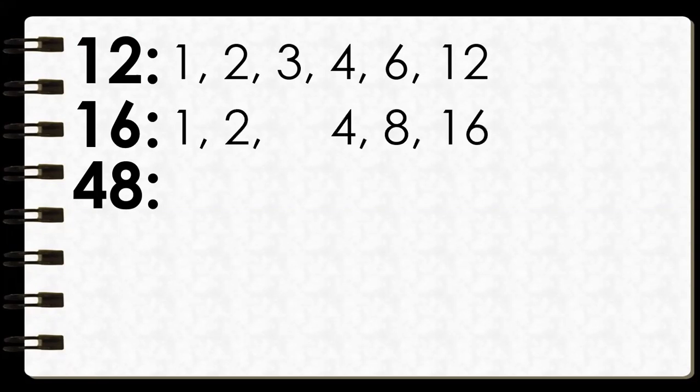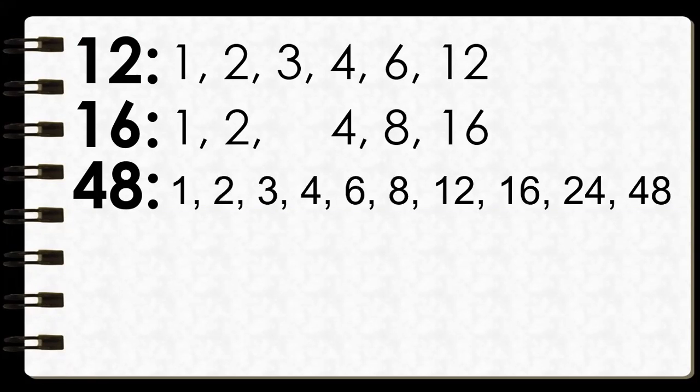Let's have more examples. We have 12, 16, and 48. So list down all the factors of 12. We have 1, 2, 3, 4, 6, and 12. For 16, the factors are 1, 2, 4, 8, and 16. And for 48, the factors are 1, 2, 3, 4, 6, 8, 12, 16, 24, and 48. As you can see, class, the greatest common factor of 12, 16, and 48 is no other than 4.